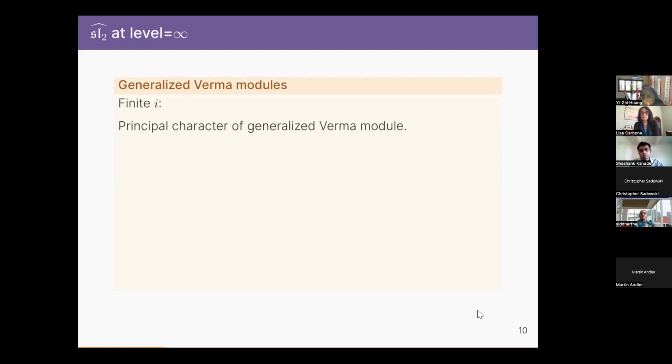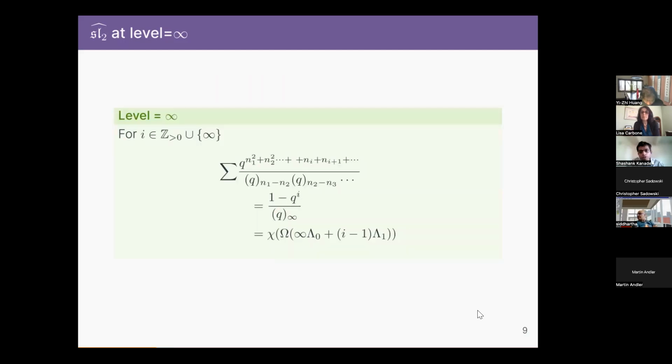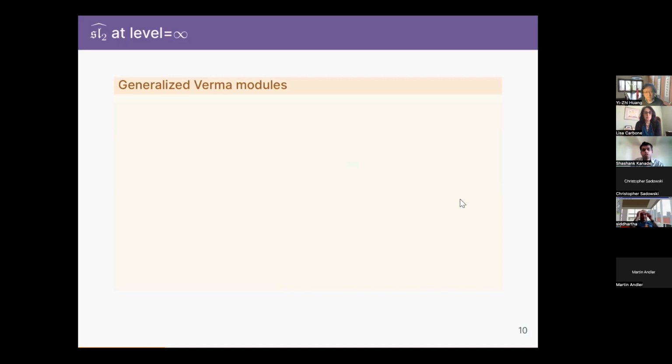So okay, there is another thing you can do. You can also send this I to infinity, right? Then you are taking infinite lambda 0 plus infinite lambda 1, and all these linear terms will also disappear, and you'll just get q to a quadratic divided by Pochhammers. And on the right-hand side, you'll just get 1 over q to the infinity. So this is all you can do.